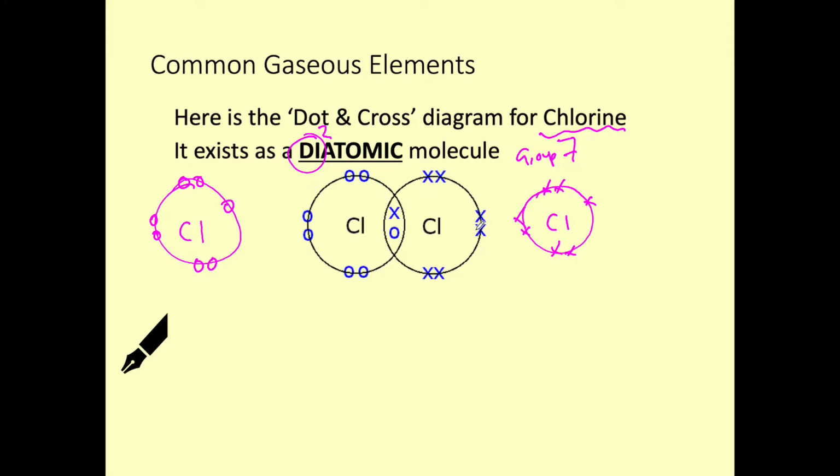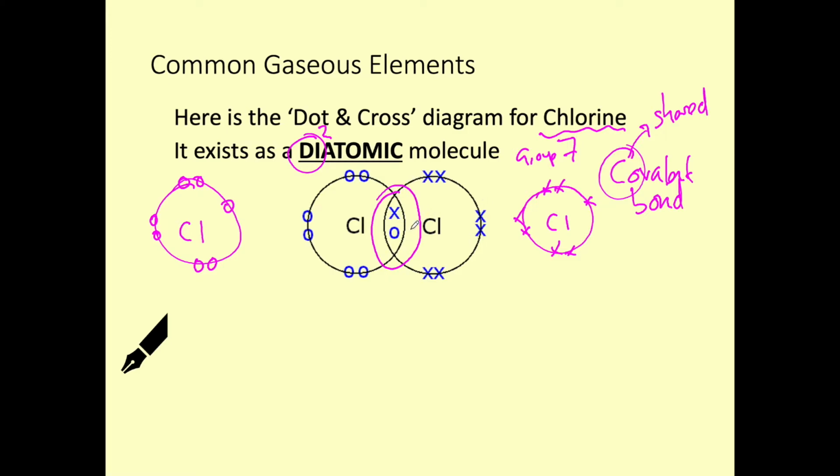So the two chlorine atoms join together in order for them to have a full outer shell, as that will make them more stable. So what happens is they share that 7th electron with each other. So it's a covalent bond, the co meaning shared, and the valent referring to the outer electrons.